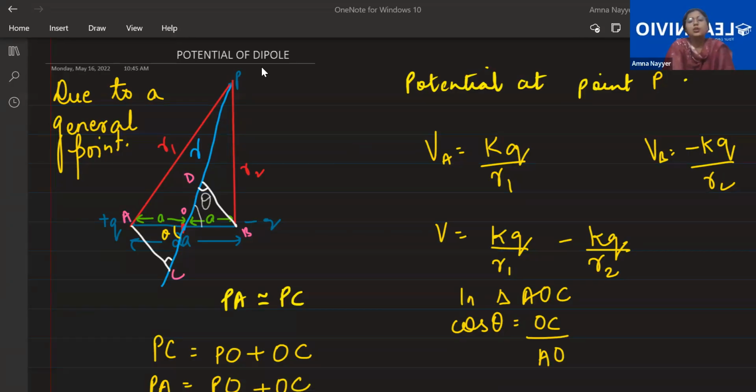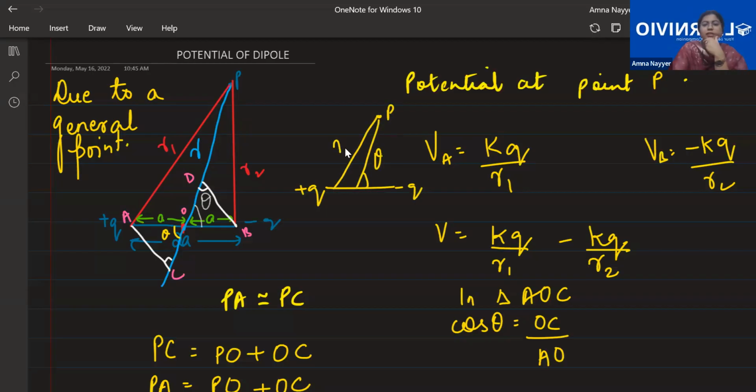All right. So, class, we were at this derivation of potential due to a dipole at a general point. So what all we discussed, let us just see that. Here we discussed that two charges were there, plus q and minus q, separated. A random point P was taken, making angle theta. When this side was drawn, this R1 length was greater than this small r.